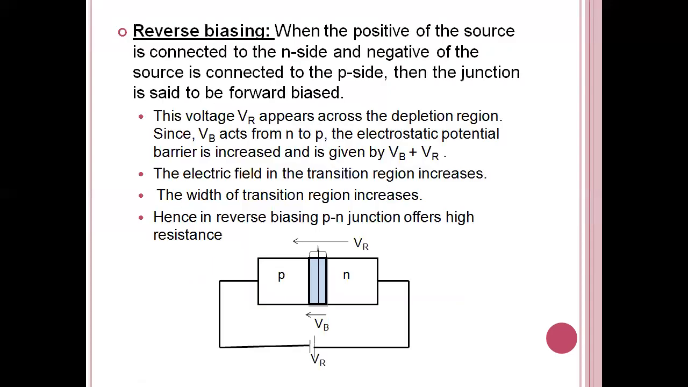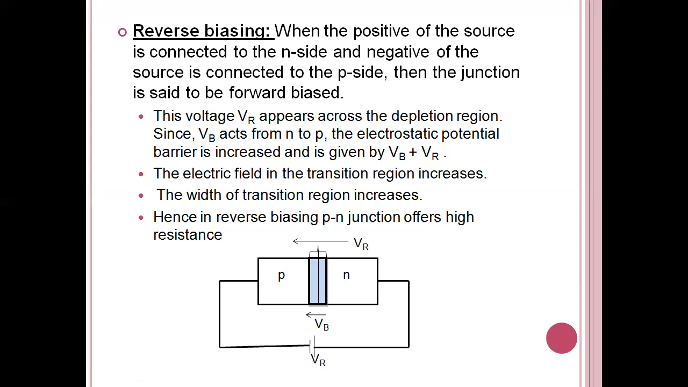Then comes the reverse biasing of P-N junction, where P-type is connected to the negative terminal of the battery, and N-type is connected to the positive terminal of the battery, so that both barrier potential and reverse potential will flow in the same direction. Hence, the potential across the barrier will be the summation, that is VB plus VR. Since the potential across the junction got increased, the barrier field increases, hence the barrier width also increases. Therefore, reverse biasing offers high resistance for the flow of current.